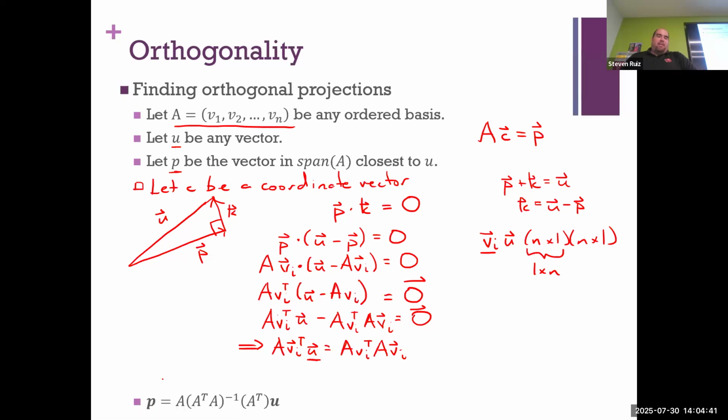Here's how P and U are related in this hopefully not too strange combination of matrices. So remember, P again is some vector in our span of A. U is just an arbitrary vector, doesn't have to be in the span. P is the vector that's closest to it.